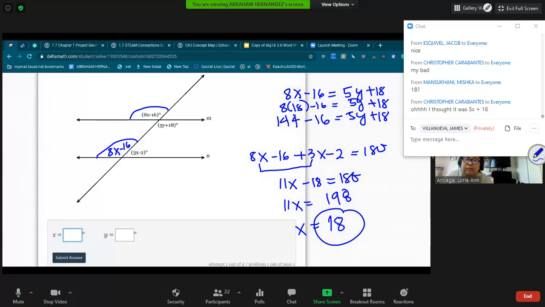So 144 minus 16, whatever the result is, you also have to subtract 18, right? You're going to move this to the other side, minus 18. And then after that, you have to divide by 5. So what is y? I don't have a calculator.